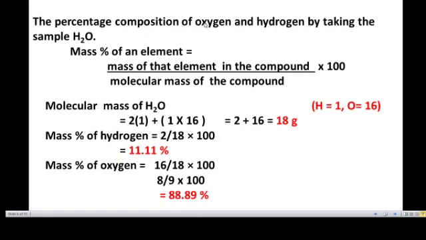So this is the mass percentage of oxygen and mass percentage of hydrogen, the percentage composition of oxygen and hydrogen by taking the sample H2O. From the water molecule, we calculated the mass percentage of hydrogen first, and second, the mass percentage of oxygen.